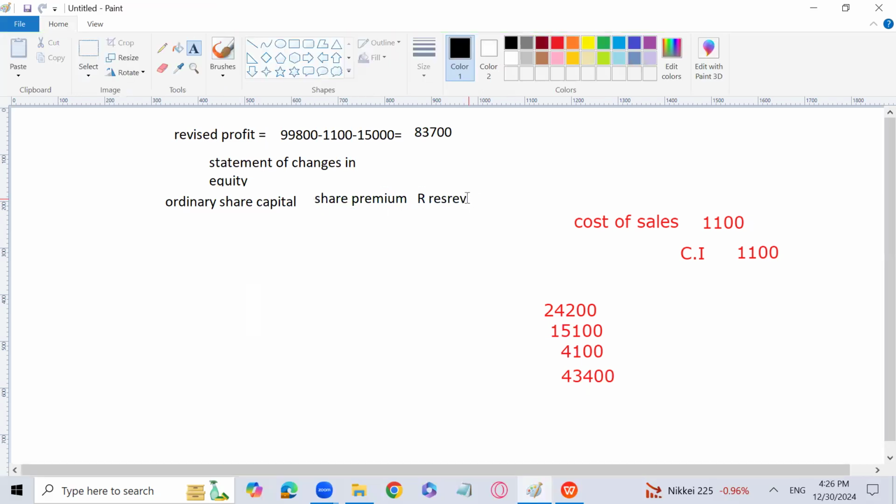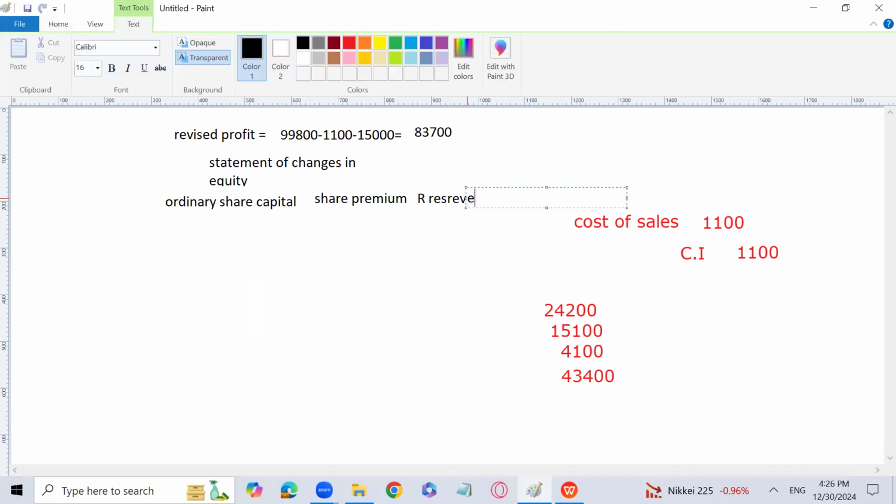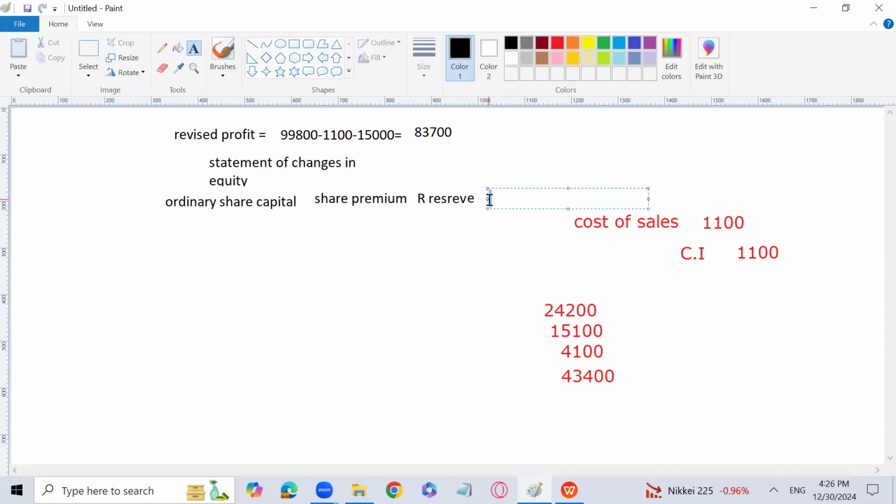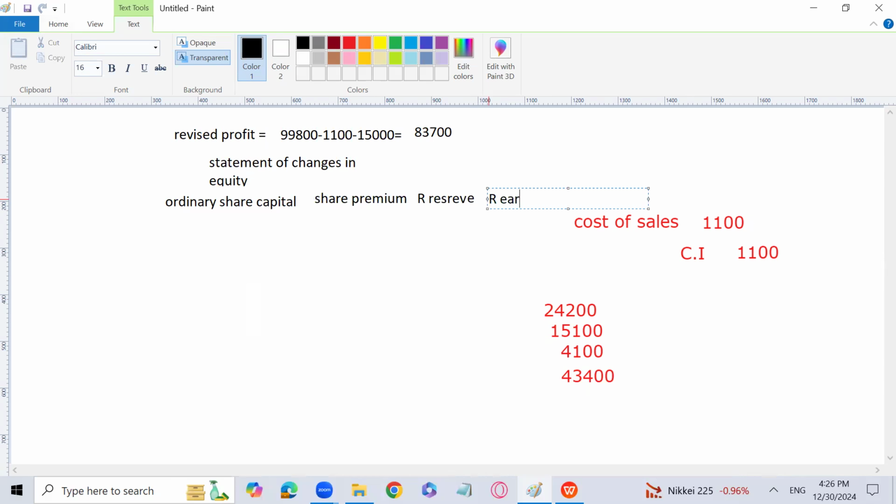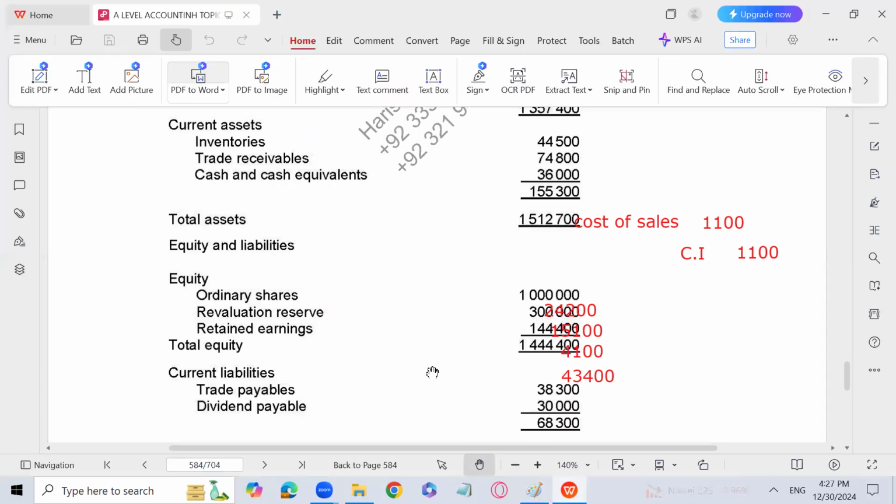Remember this, that a revaluation reserve will be used, and then retained earnings. When there is an increase in the price of a non-current asset, there will be a revaluation increase, and there will be a revaluation downward also for a non-current asset, for which we will use first of all the share premium account, and then we will use retained earnings for the revaluation downward.